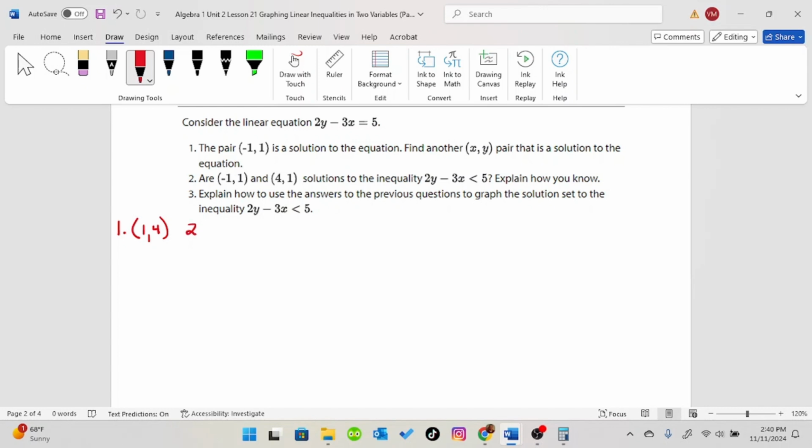then I will have 2 times 4 minus 3 times 1 equals 5. 2 times 4 is 8. Negative 3 times 1 is minus 3. And 8 minus 3 equals 5. So the point 1, 4 is another solution to the equation.